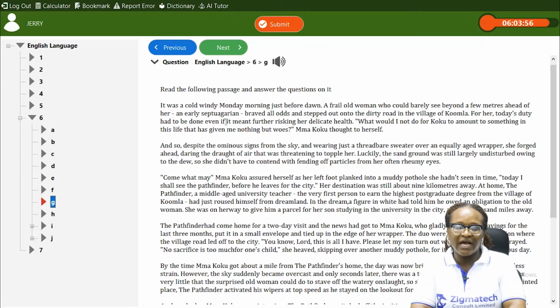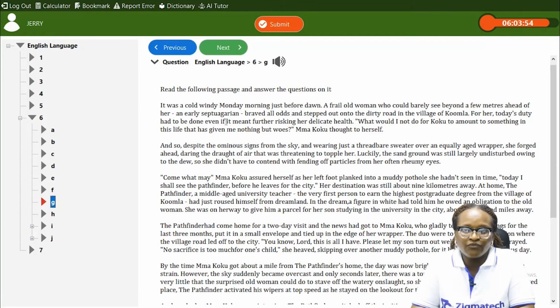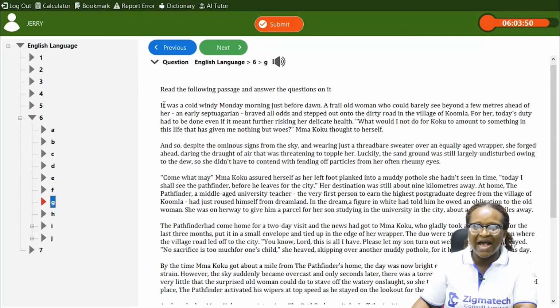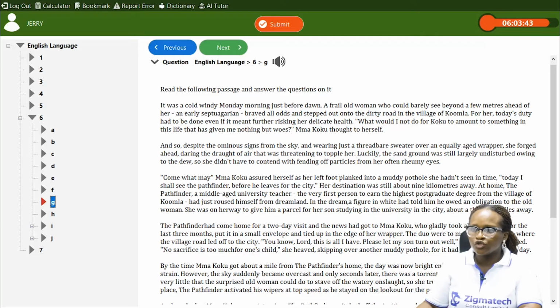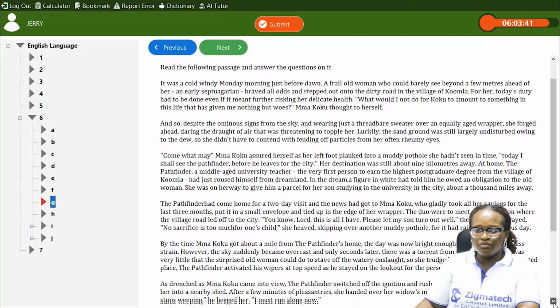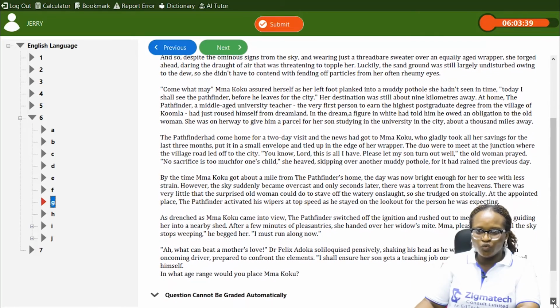So septuagenarian is what? One in her 70s. And we have been told that she's an early septuagenarian, meaning she's in her early 70s. 75 is mid-70s. So early septuagenarian will be from 71 towards 74.